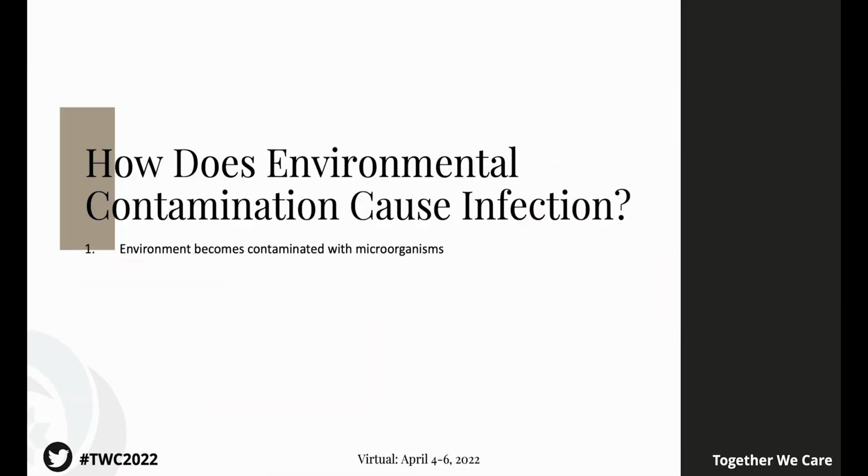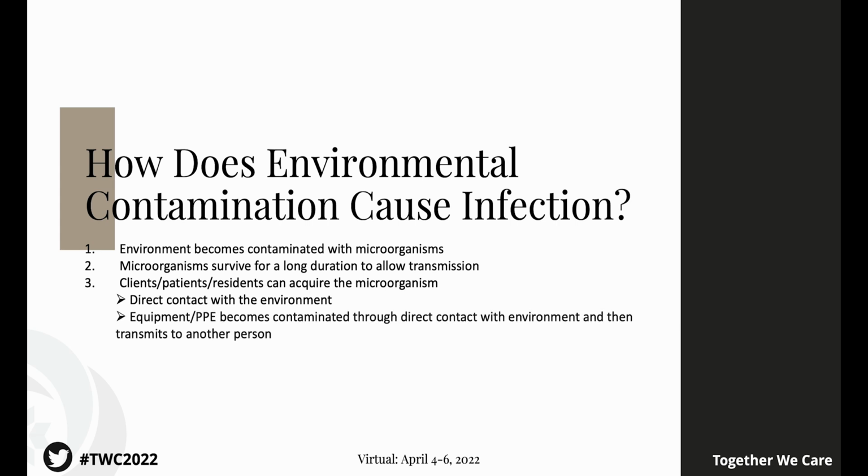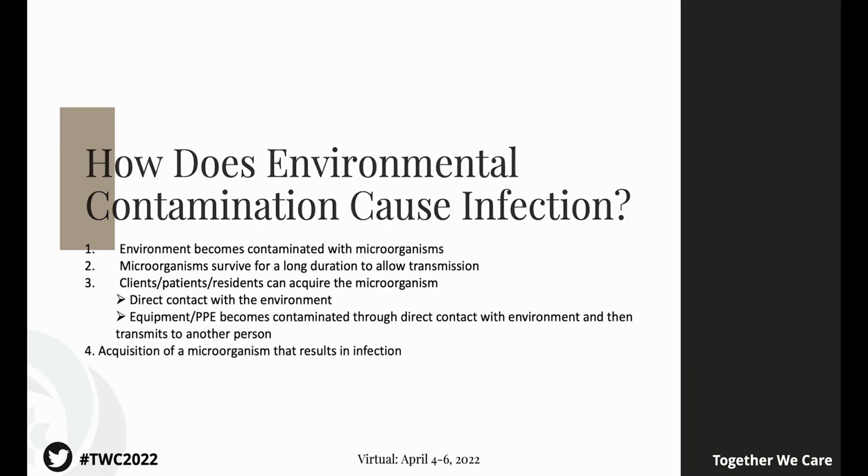How does environmental contamination cause infection, you might ask? To start the whole process, the environment becomes contaminated with microorganisms. Once the environment becomes contaminated, the microorganisms will survive for a sufficient duration to allow transmission. Residents will either acquire the microorganisms through direct contact with the environment or the hands or gloves of healthcare providers, or equipment that becomes contaminated through direct contact with the environment, and then transmit the microorganism to another resident due to lapse in hand hygiene and/or disinfection of shared equipment. And finally, acquisition of a microorganism that results in infection.